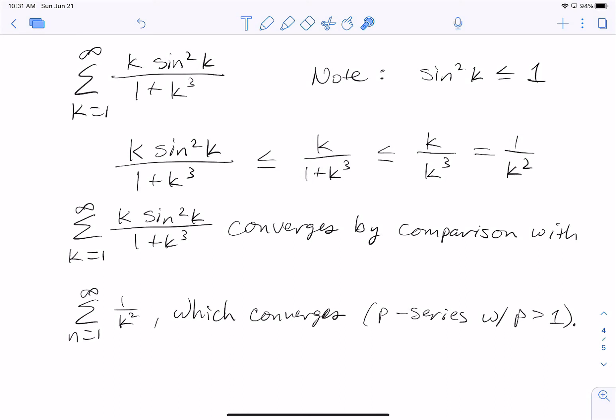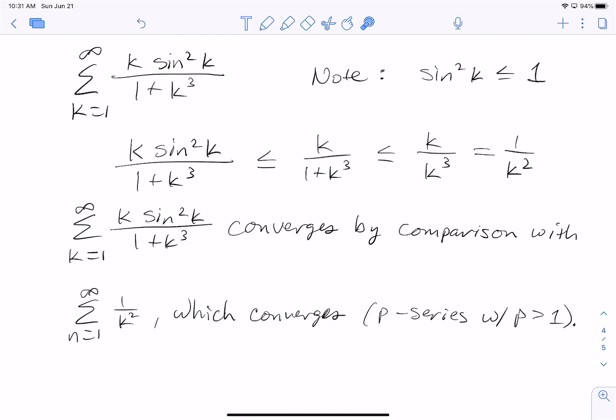So I'm going to go ahead and write, or I already went ahead and wrote, the answer: the sum as k goes from 1 to infinity of k times the sine squared of k over 1 plus k cubed converges by comparison with the sum as k goes from 1 to infinity of 1 over k squared, which converges because it's a p series with p greater than 1.